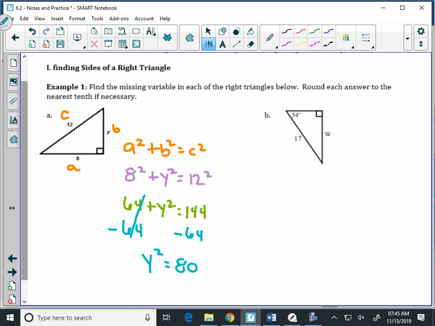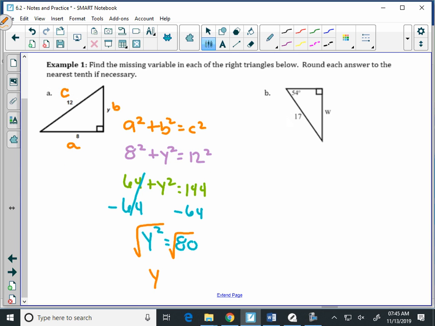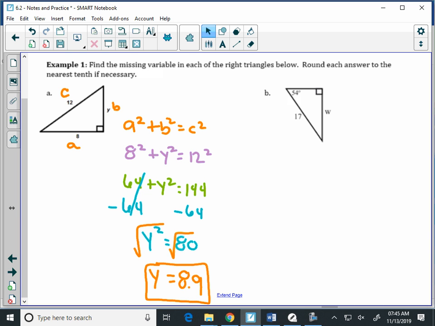And then what do we have to do to both sides? Square root. And when we square root 80 rounded to the nearest tenth, what do we get? 8.9. So y is about 8.9. There you go, the missing side of a right triangle.